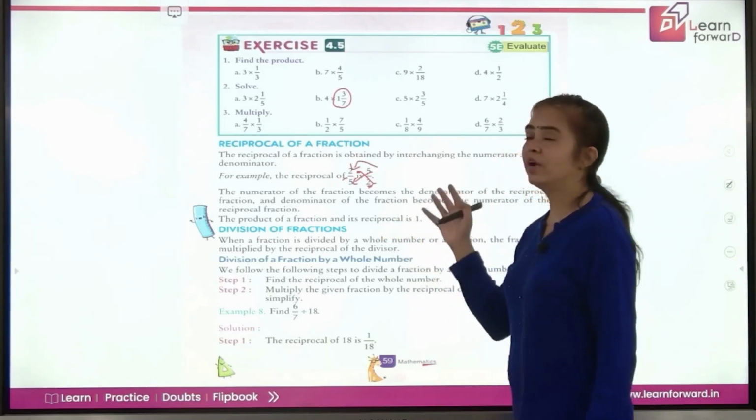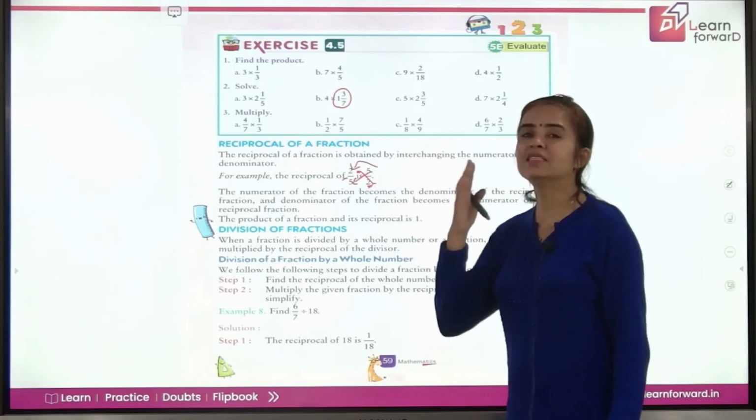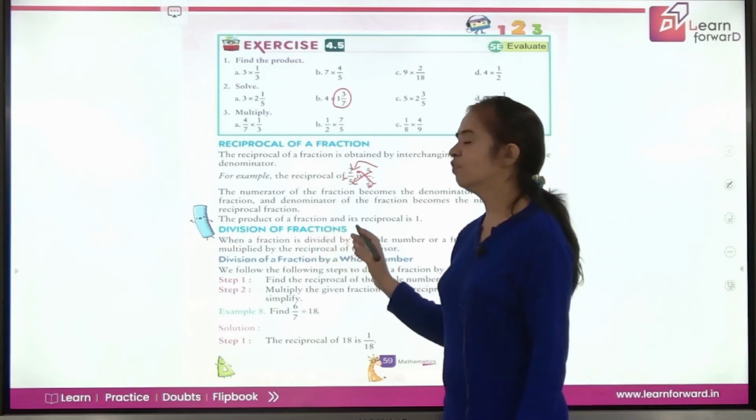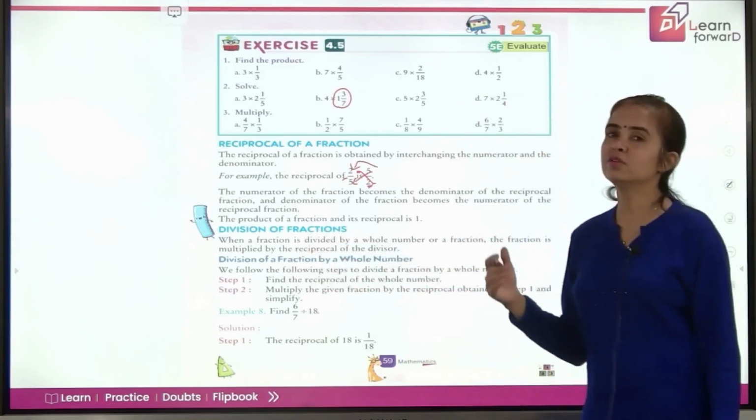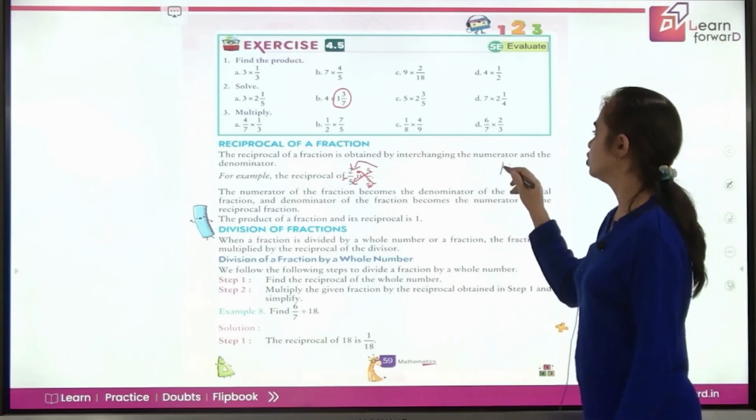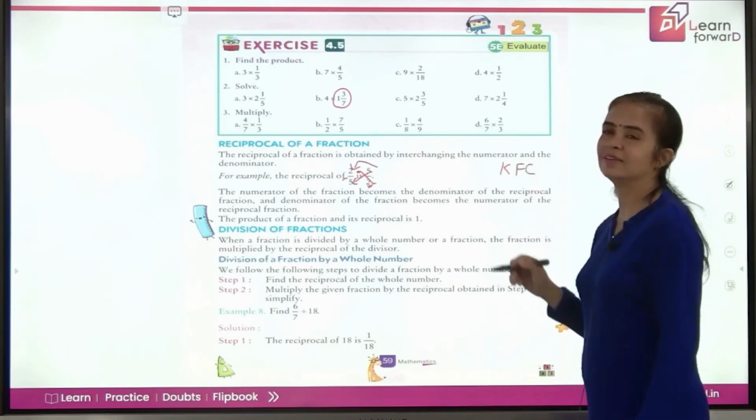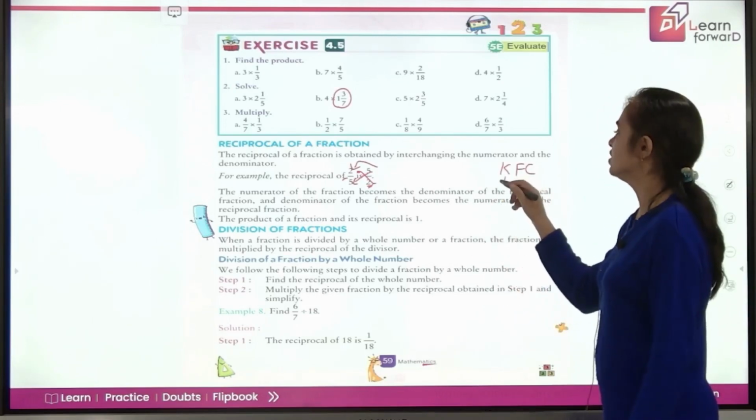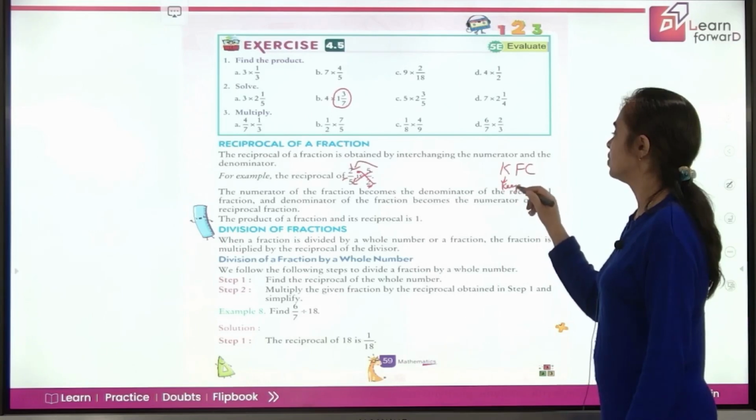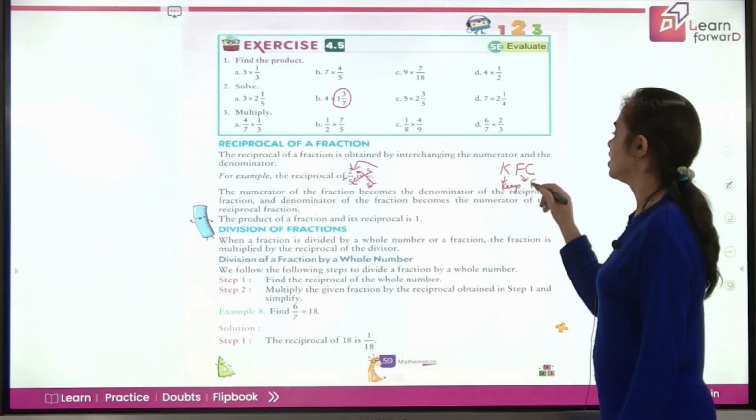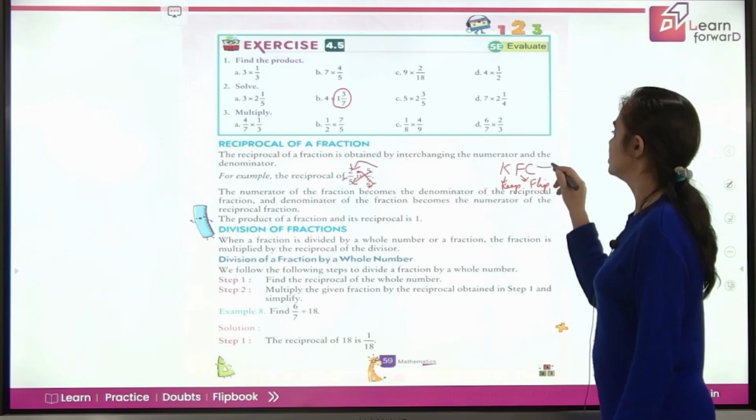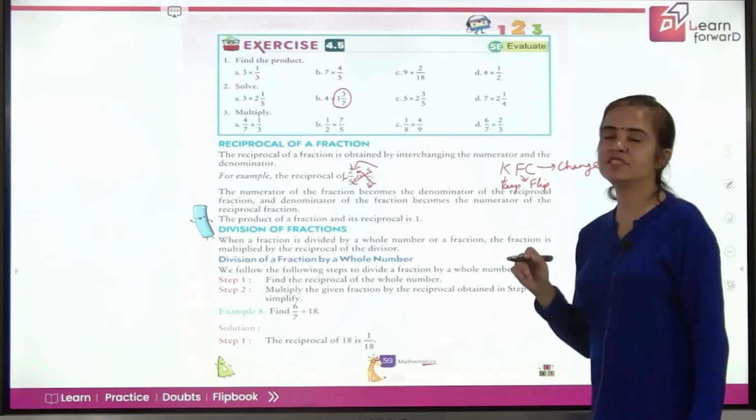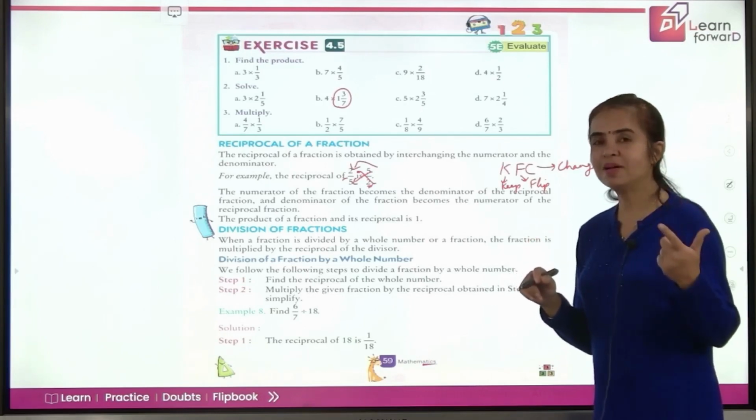Okay. Now, why do we need this reciprocal? This helps us in division of fractions. How? Let's understand. Division of fractions, if you have to divide, you have to remember one thing. I am sure you know this brand, right? Let's use this for remembering the division process. So first K says keep and F says flip and C says change. So we'll remember KFC, keep, flip, change.